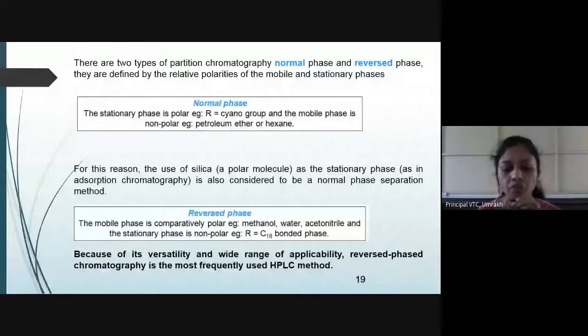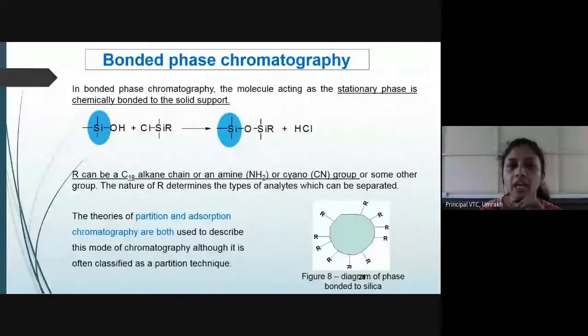Only used in chromatography, HPLC. Normal phase chromatography is also there. If you search for a few articles on normal phase chromatography, you will find that normal phase is also usable, but the most commonly used is reverse phase chromatography.